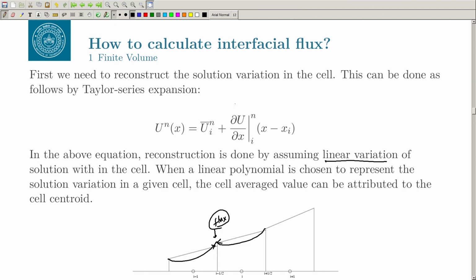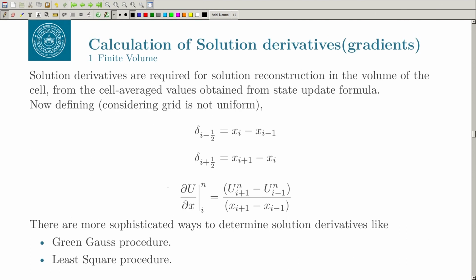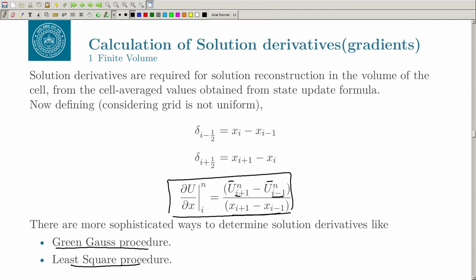So, basically if you know the linear variation, you can calculate this du by dx, right. So, you know the value at I plus 1, you know the value at I minus 1, this can be u bar, and this is your delta x, the distance between I plus 1 and I minus 1, and you can calculate the gradient here. Of course, there are more sophisticated ways of calculating the gradient. You can use the Green Gauss or the least square. I am not going into the details there.